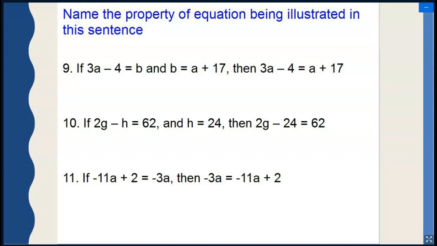Okay, and then the last thing we're going to look at is going back to the properties on the previous page. It says name the property being illustrated in the sentence. If 3a minus 4 equals b, and b equals a plus 17, then 3a minus 4 equals a plus 17. So this is kind of like saying if a equals b and b equals c, then a equals c. And that is the transitive property.